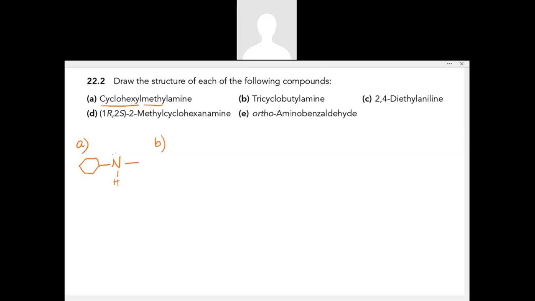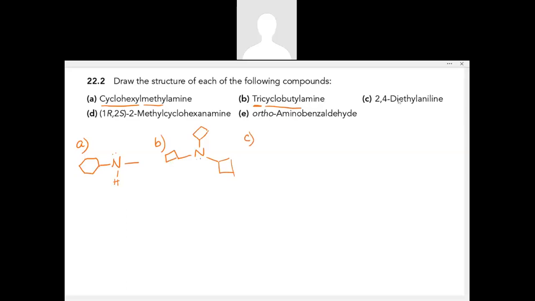Part B, now we have a trialkylamine. All three of our alkyl groups are cyclobutyl groups. So we would put nitrogen in the middle. We can draw cyclobutyl up top. We can go down here, draw another. Oh, cyclobutyl, not cyclopentyl, so we'll keep it 4. And then we have, again, our third cyclobutyl group there. So yours may look a little prettier if you take more time.